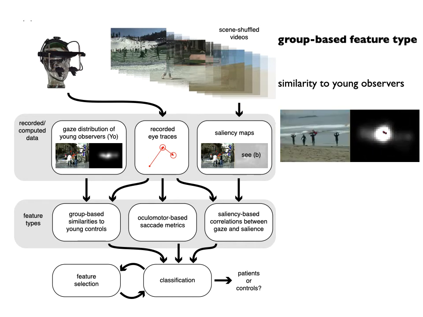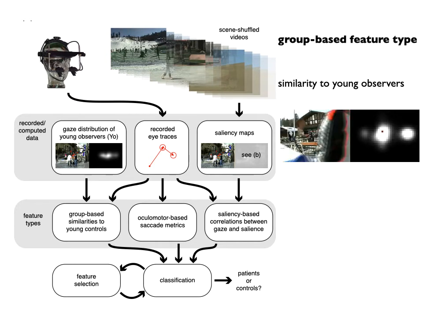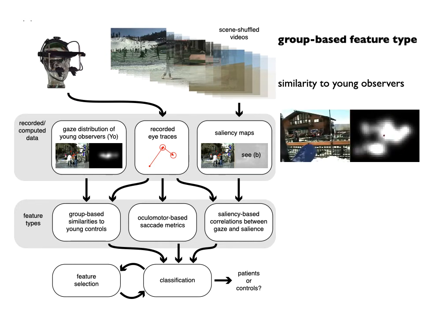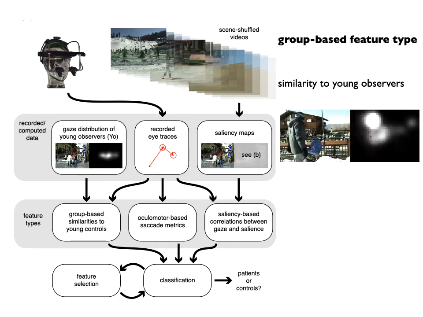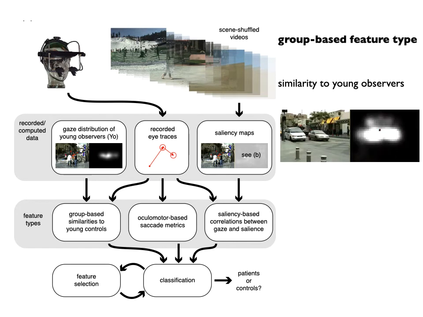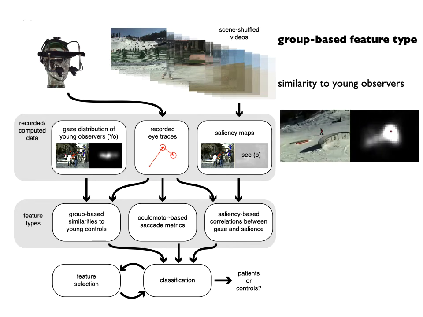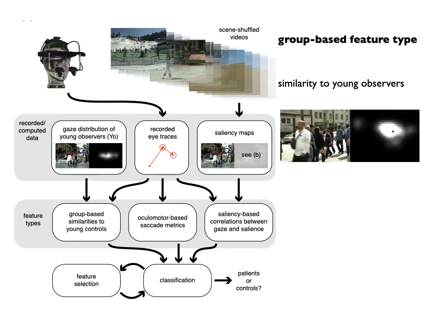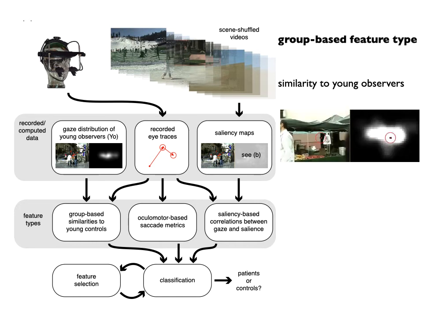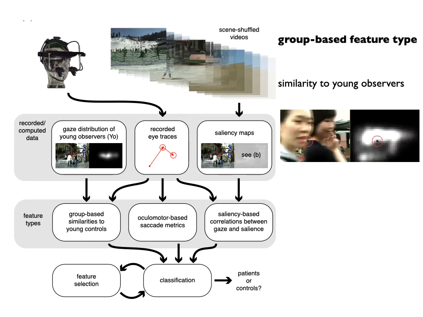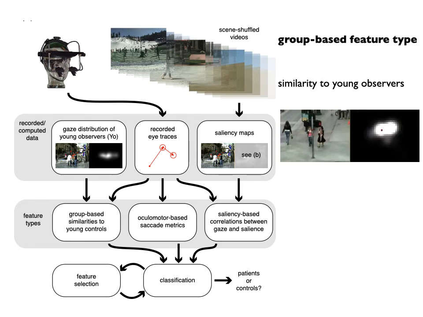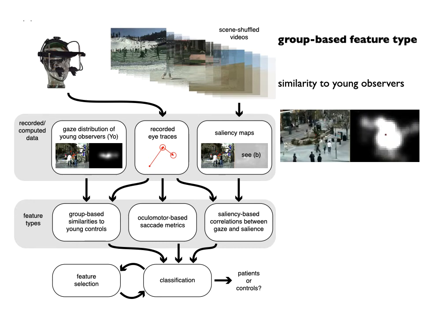Here the heat map that you see is built from a dozen USC students. We recorded their eye movements, and then we just paint a little Gaussian blob at the location where they are looking. And so here we can now measure the similarity between the current participant under test, which is the little red dot. We can ask, is that person looking at the same locations as this group of typical students we're looking at?